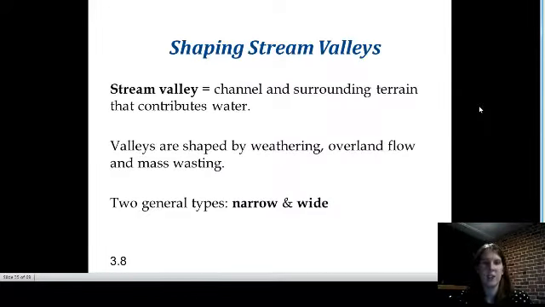Okay, next section is shaping stream valleys. Stream valleys are channels and surrounding terrain that contribute to water. Valleys are shaped by weathering, overland flow, and mass wasting. So when we talk about stream valleys, we're basically describing smaller regions within a drainage basin. There are two general types of stream valleys, your narrow and your wide.